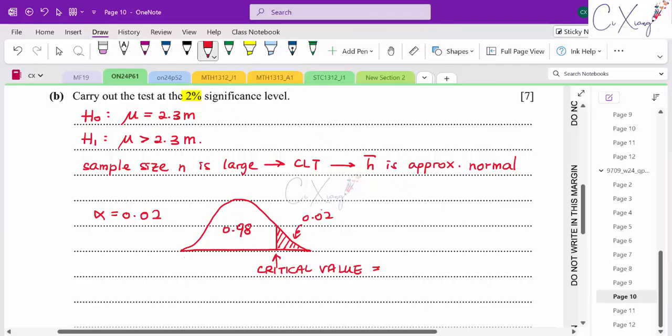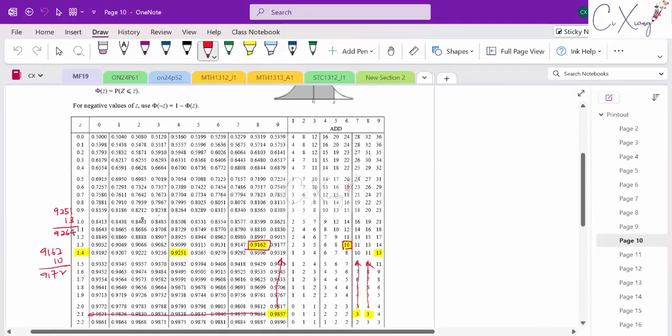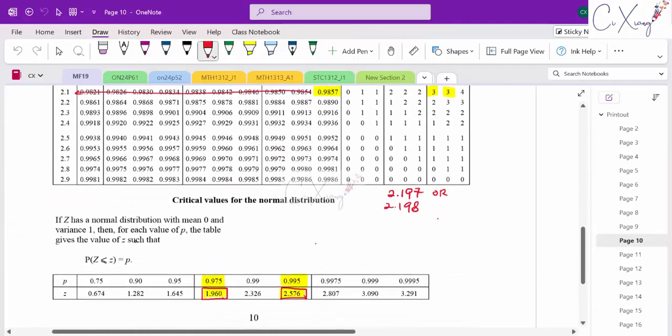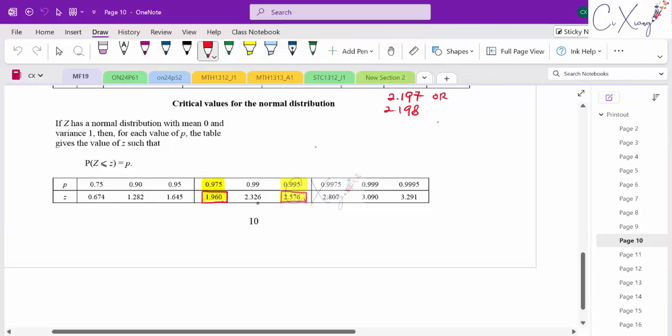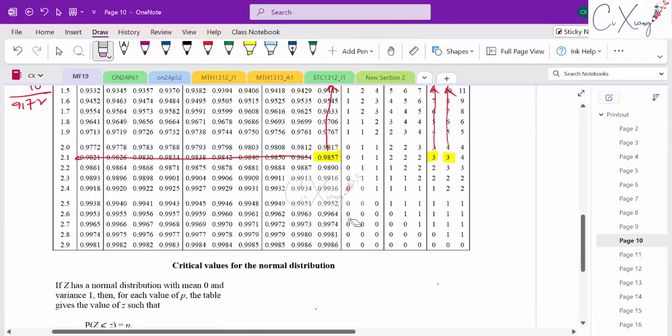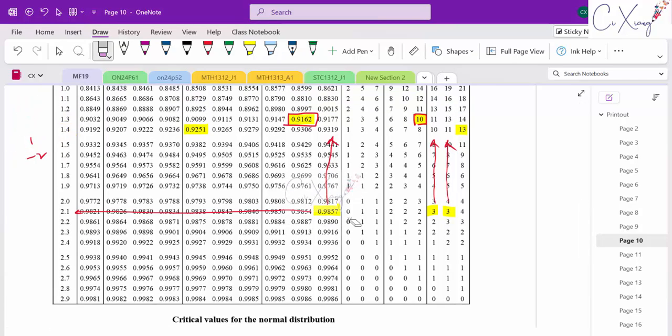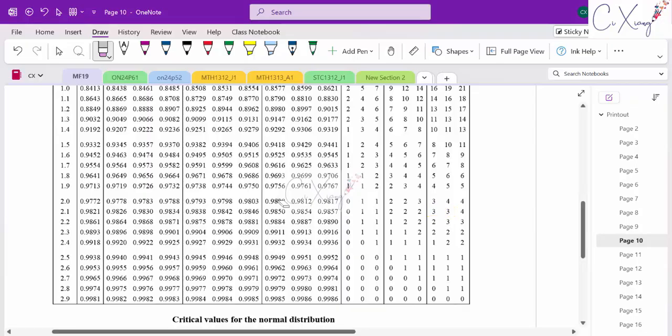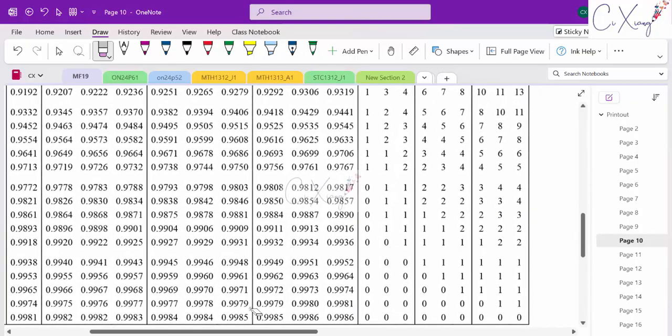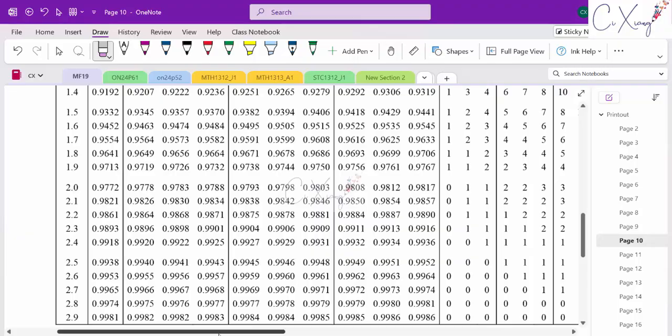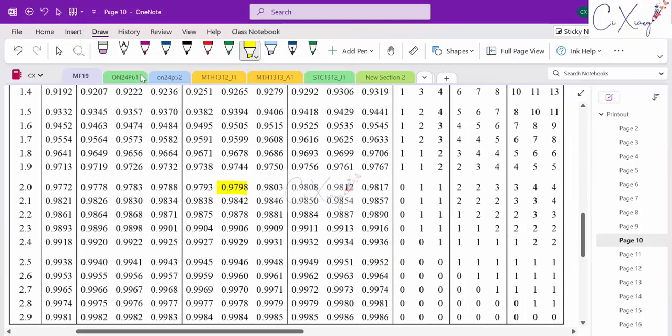So I'm going to look for the critical value. Looking for 0.98 again. Usually we look from the shortcut table. There's no 0.98, right? Yeah, so what I have to do is read the value from the table on top. Okay, so let's have a look again. 0.98. The closest value smaller than 0.98 is this one, 9798. So if you read out the value, it should be 2.05.